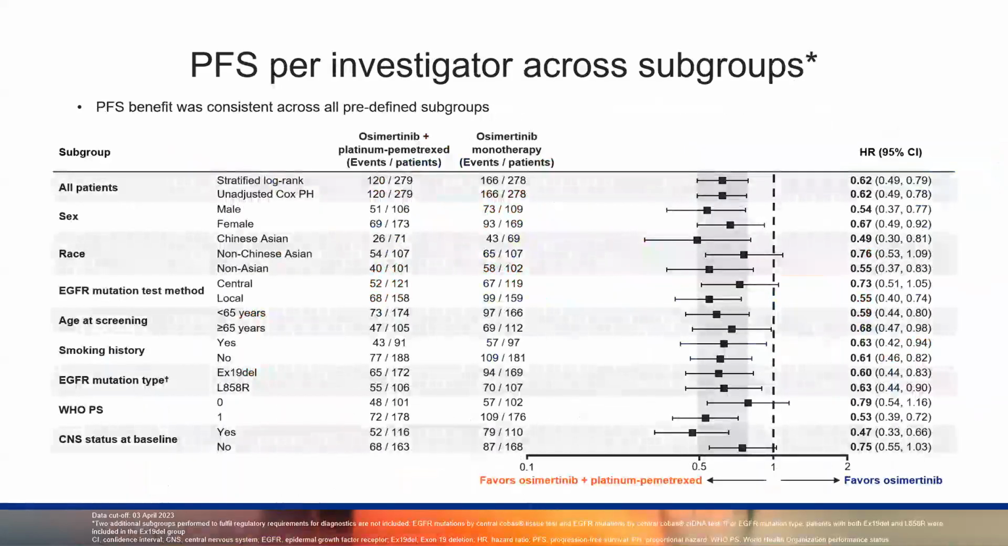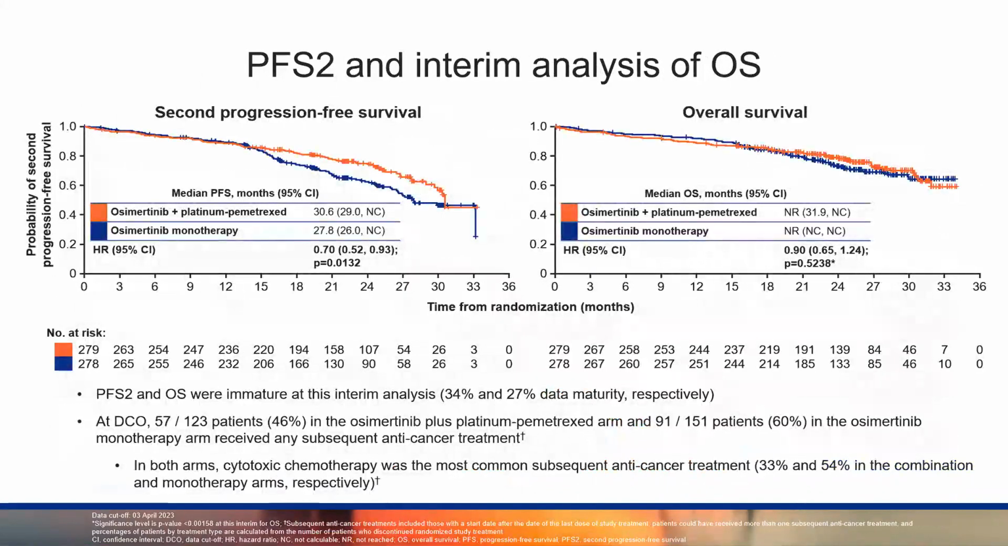PFS as per investigator: all subgroups again benefited with this combination. Next slide. PFS2 and the interim analysis of OS are yet to mature. They were immature, so we can't really comment on it. But likely, as per the previous PFS and also the recent update of the OS, we all expect a very good OS benefit with this combination. Next slide.